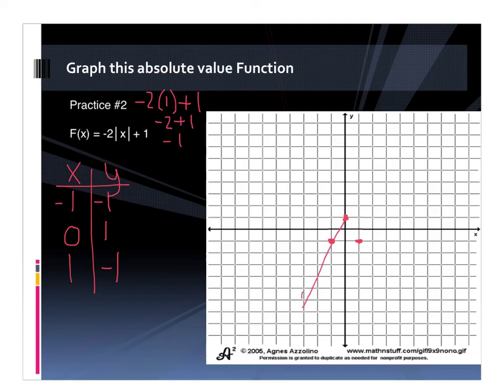So let's connect the dots, and we may notice that it is a little bit more narrow. And that has to do with what this number did out in front. That number caused it to be a little bit more narrow. And we're actually going to explore that a little bit more in our next section with transformations.